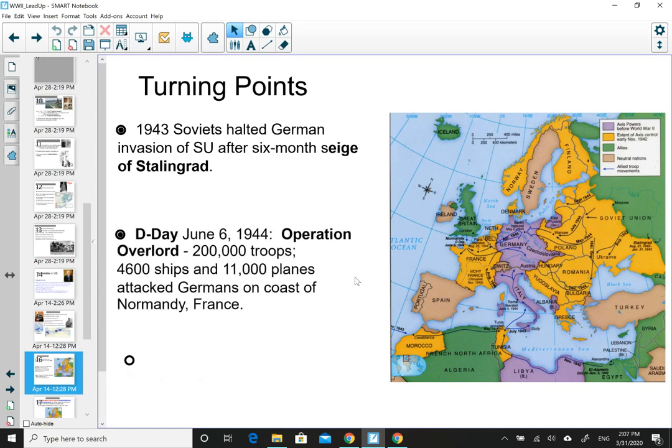The second, D-Day, or Operation Overlord, I mentioned previously. On June 6, 1944, Eisenhower commanded 200,000 troops to cross the English Channel into France.